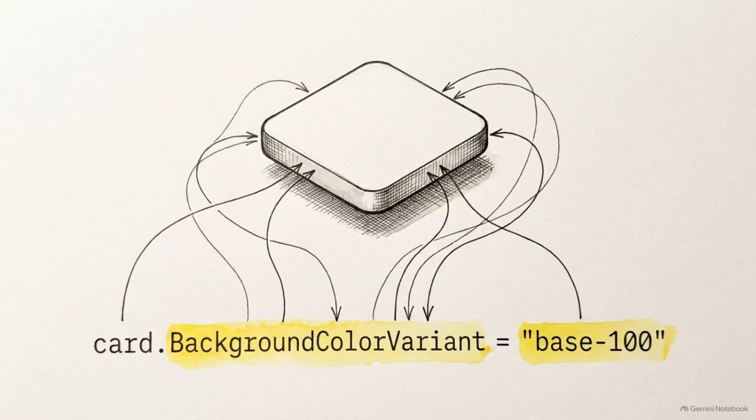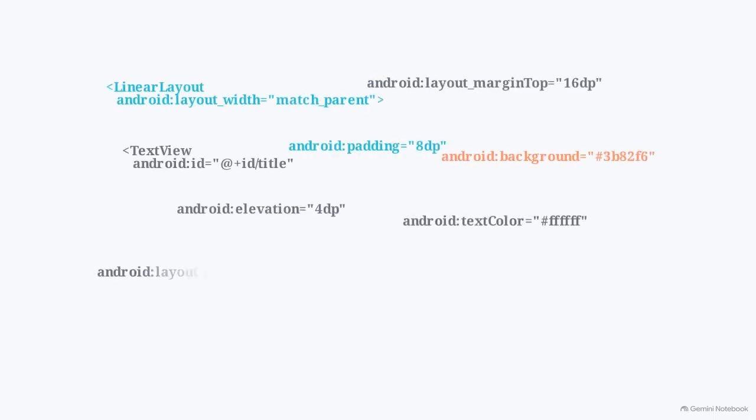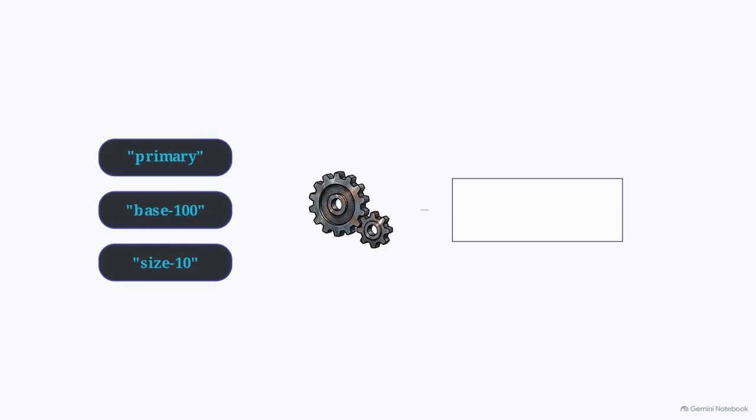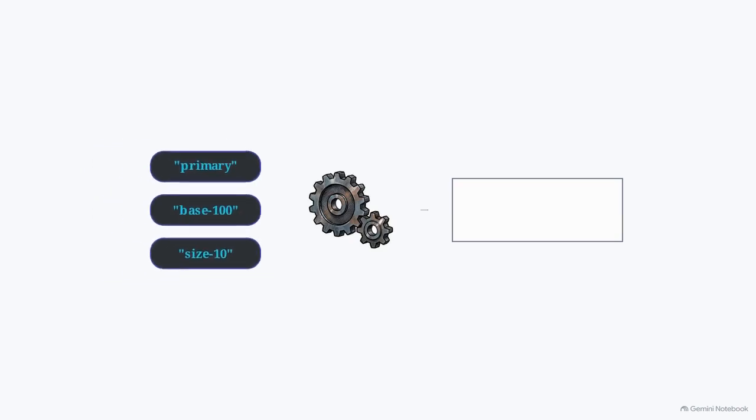The B4XDaisyUIKit replaces the XML requirement with a strict property assignment model, where every visual attribute is defined programmatically alongside the application logic. We call this a utility class model. Instead of calculating custom margins and hex codes in a nested XML tree, developers assign simple string modifiers like primary, base 100, or size 10, which the framework maps to native object properties.